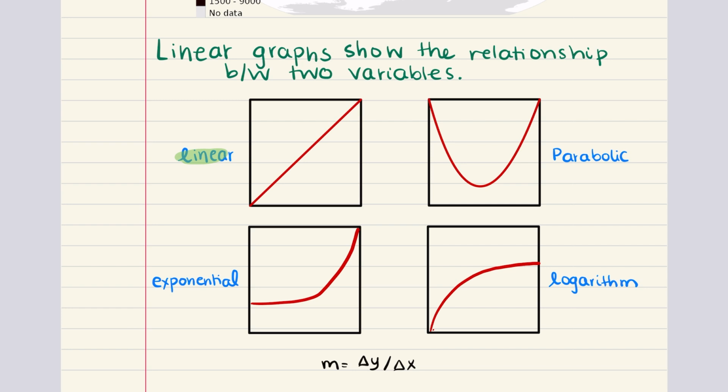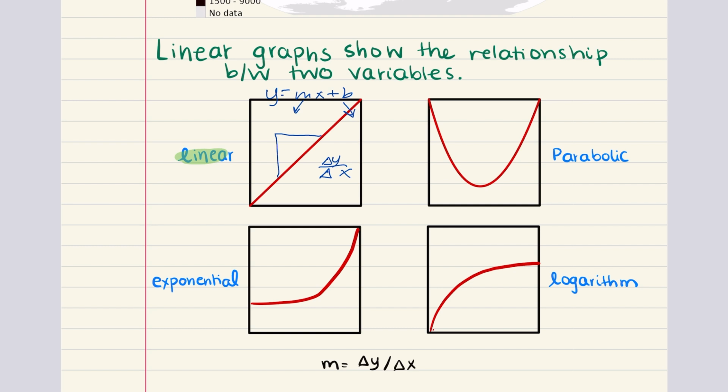They're described by the following equation: y equals mx plus b, where m is the slope and b is the y-intercept. The slope is calculated as the change in y over the change in x. These graphs are commonly used to model situations where one variable changes at a consistent rate relative to another.